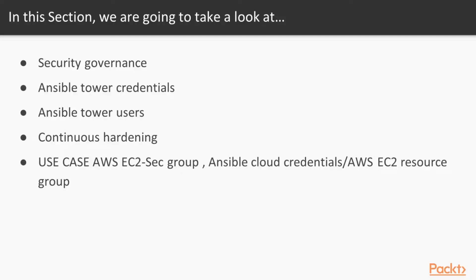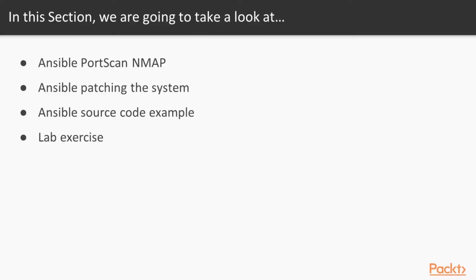In this section, we will cover these topics: security governance concept and how to use Ansible to achieve this, Ansible Tower credential for sensitive information storage, Ansible Tower type of user, and the importance of continuous hardening for being compliant. We will cover an AWS use case for EC2 security group hardening using Ansible Cloud Credential and AWS EC2 resource group, port scanning using Ansible, finding the vulnerabilities and patching of the system, Ansible source code, and a lab example.